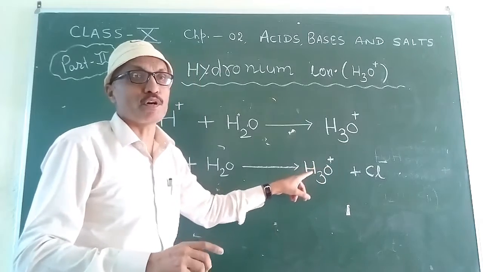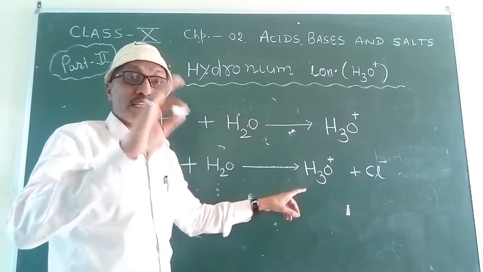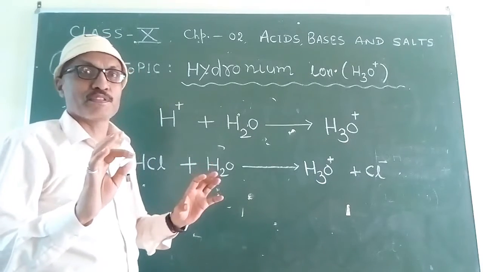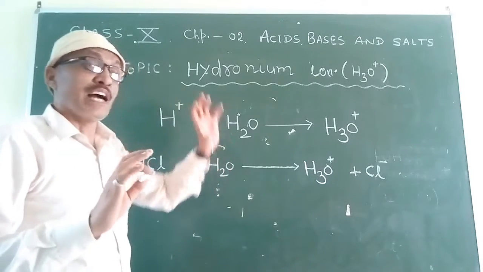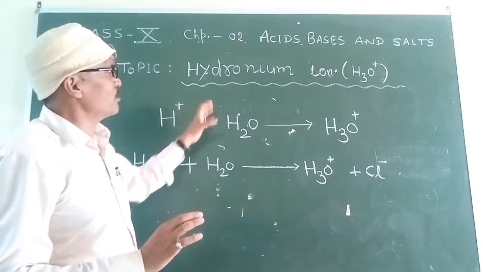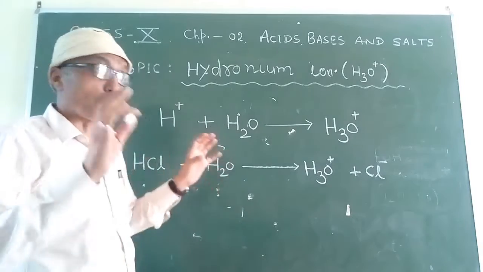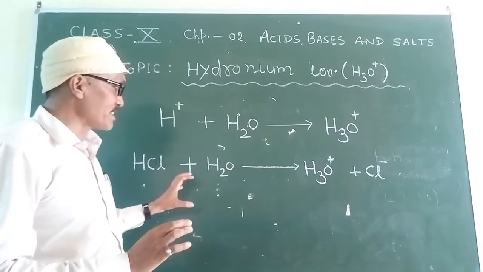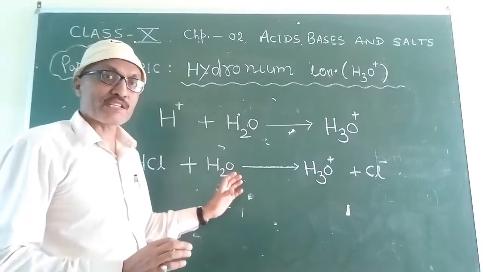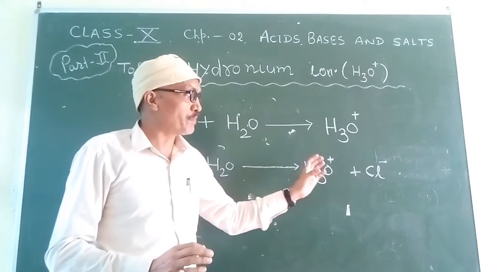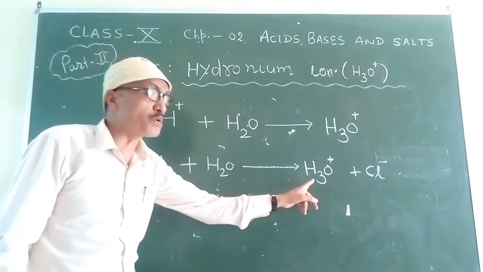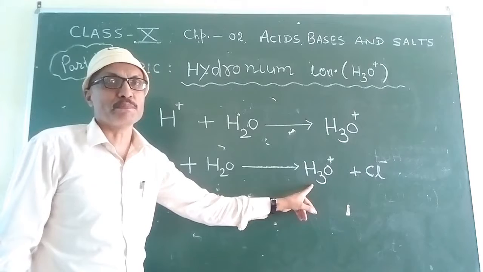This is because at that time the concept of hydronium ion I did not take, and that's why I wrote there H plus. But today, as I am telling you about the hydronium ion, so the correct way of representing this chemical reaction will be like this: HCl plus H2O gives H3O plus Cl minus. Okay, so this is hydrogen ion, read as hydronium ion.